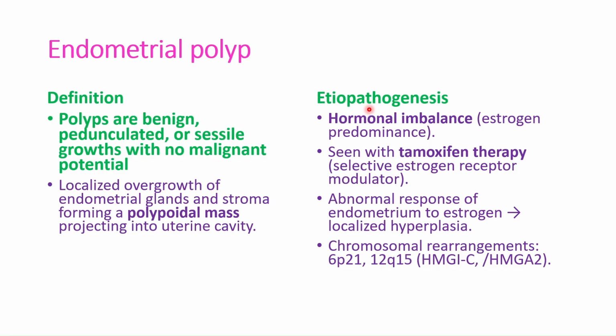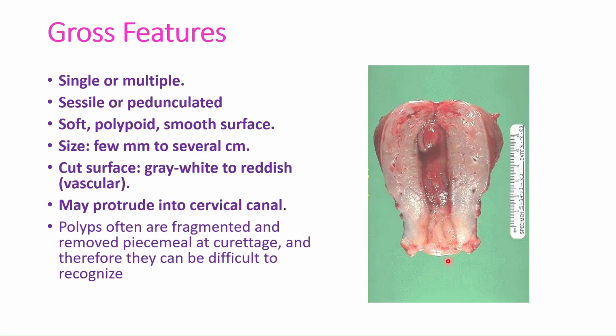Etiopathogenesis includes hormonal imbalance, mainly estrogen predominance, seen with tamoxifen therapy, which is used in breast carcinoma patients, which is a selective estrogen receptor modulator. Abnormal response of endometrium to estrogen leads to localized hyperplasia and some chromosomal rearrangements.